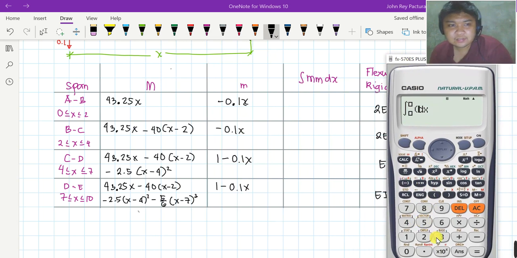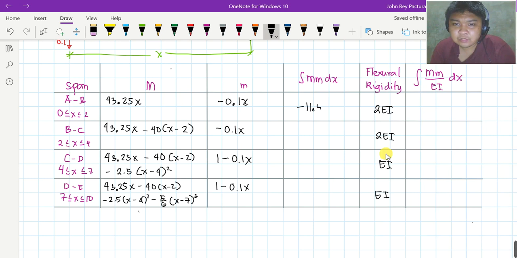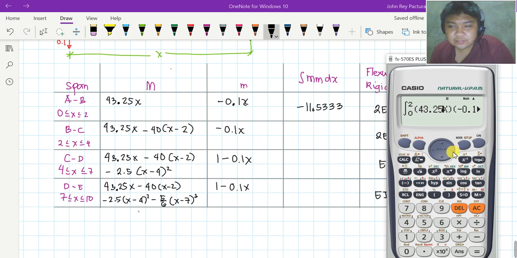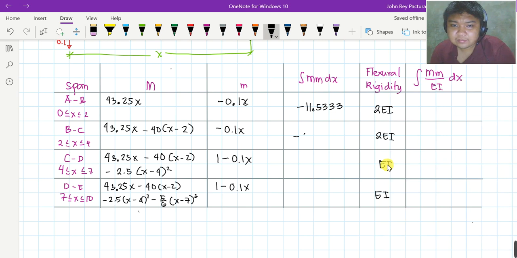For instance, dito tayo sa 43.25x tapos negative 0.1x. Ang limit natin ay from 0 to 2. Ang sagot natin ay negative 11.5333. So next is doon naman sa sunod, this is 43.25x minus 40 ng x minus 2. So, ang magiging sagot naman doon is still negative 0.1x siya pero from 2 to 4. So, ang sagot doon ay negative 54.0667.